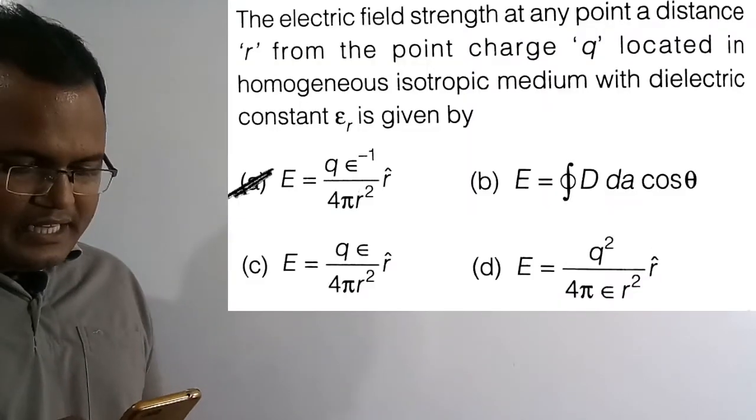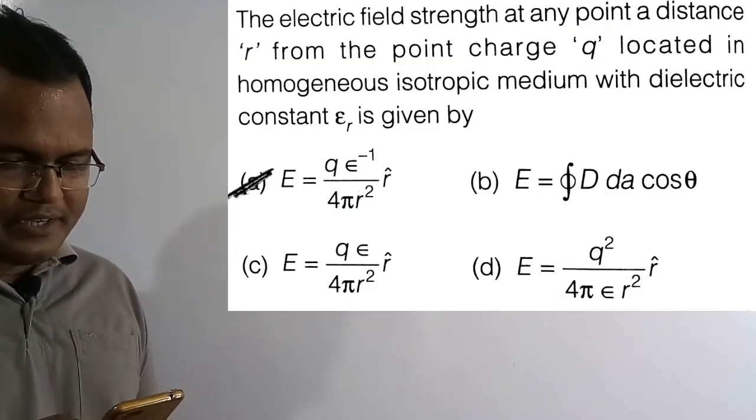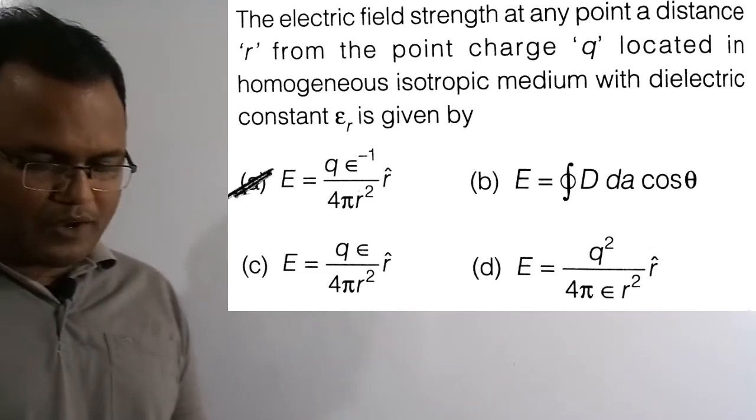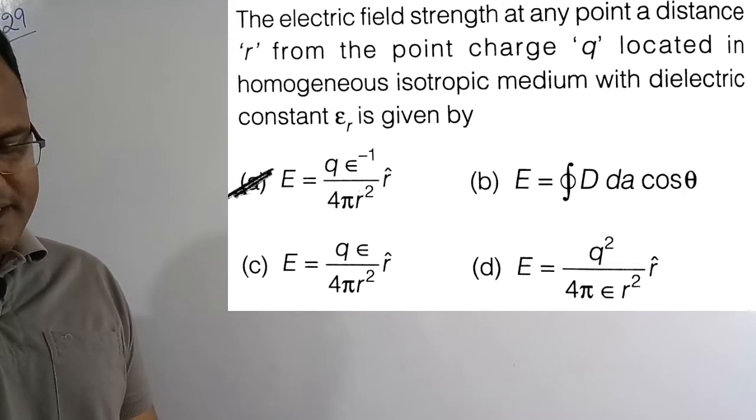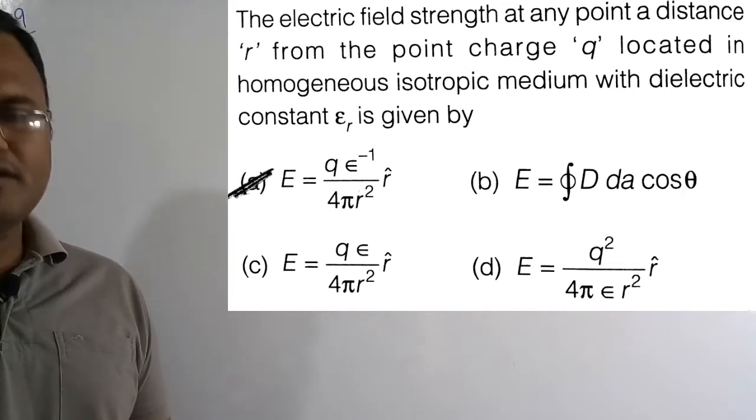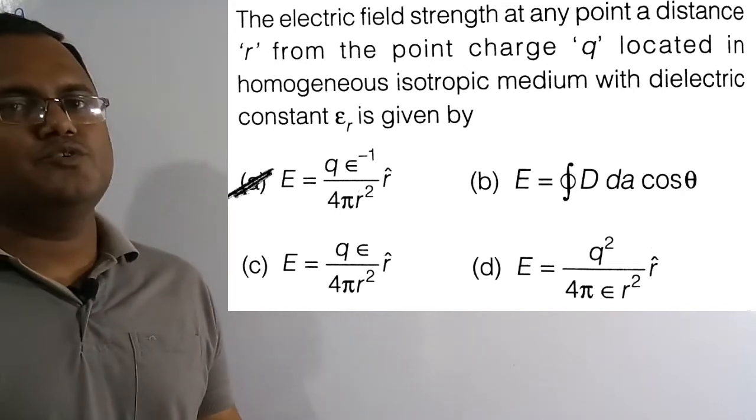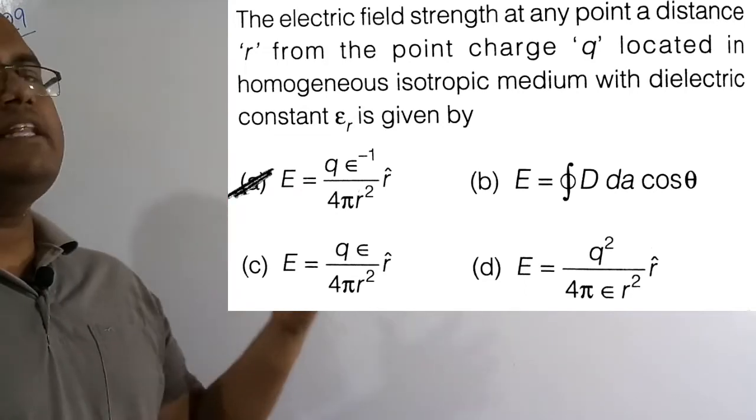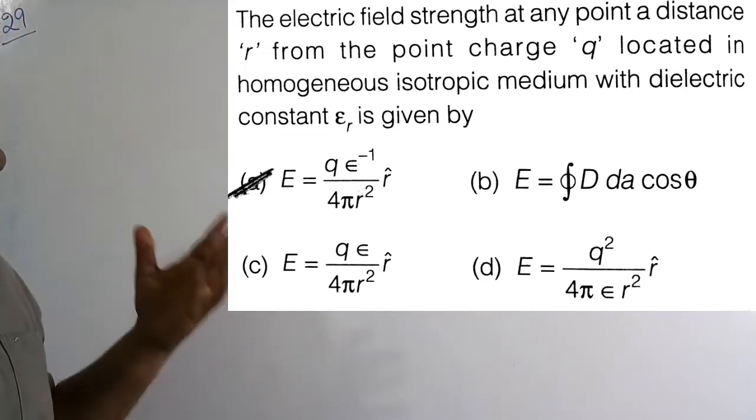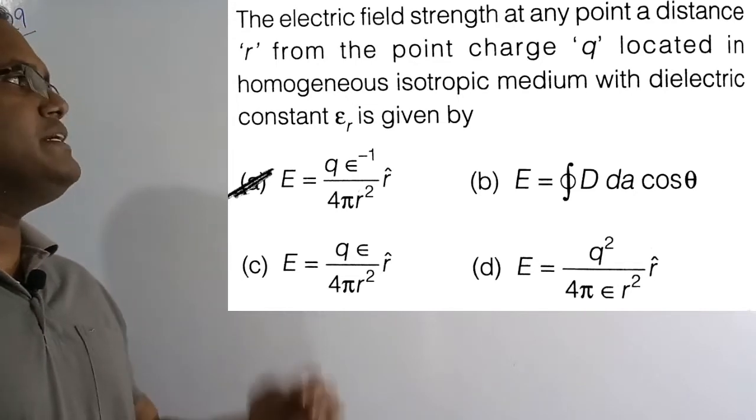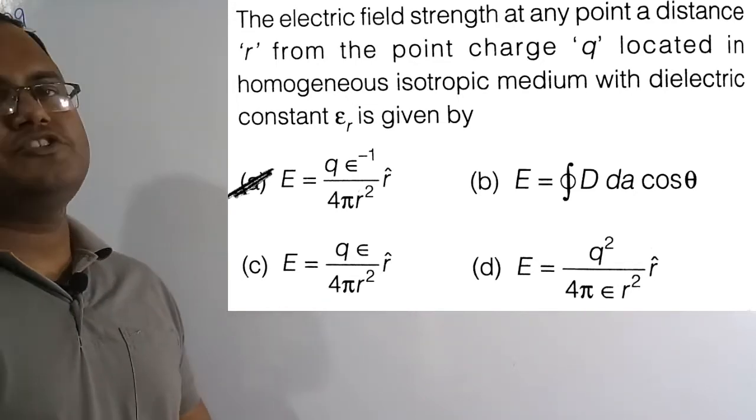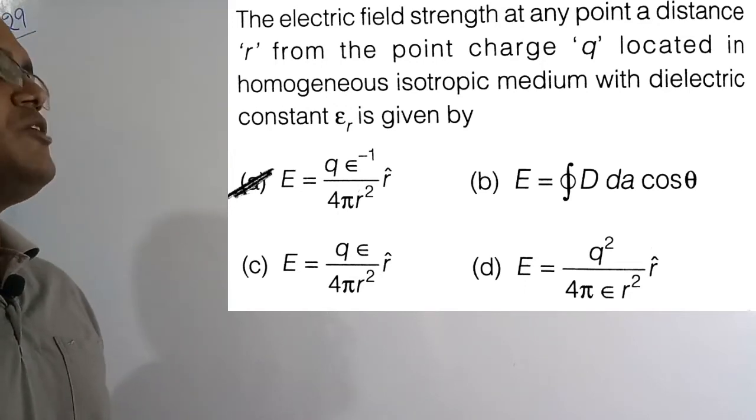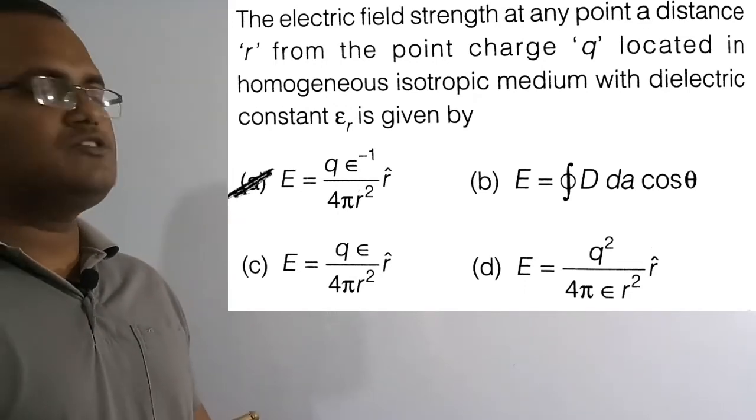See the question here. The electric field strength at any point at a distance of r from the point charge q located in a homogeneous isotropic medium with the dielectric constant epsilon r is given by. So here there is a charge q. We have to find the magnitude of the electric field at any point at a distance r from the charge, in a homogeneous isotropic medium. Out of these four options, option A is the correct solution. So let's solve this numerical.